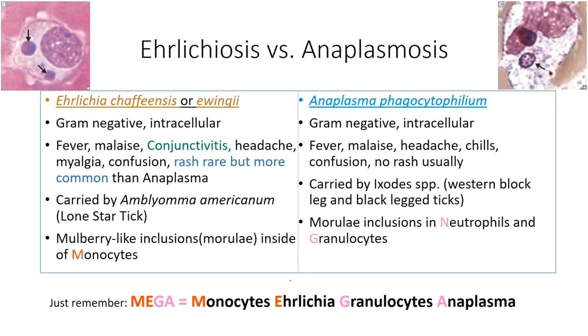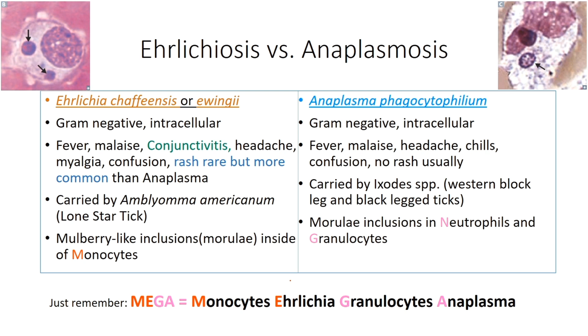All right, so now these two organisms were my bane of existence until I studied them a little bit more, and it's actually quite simple how they ask questions about them. So this is Ehrlichiosis and Anaplasmosis. I set this up in a column, trying to organize this information so it's easy to spot whether a question is on Ehrlichia or Anaplasmosis, and how it presents.